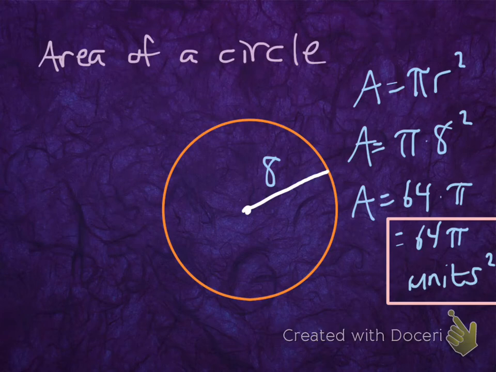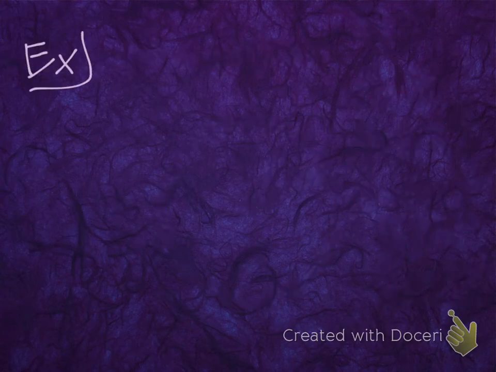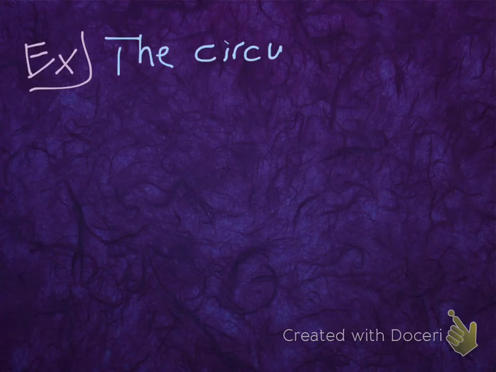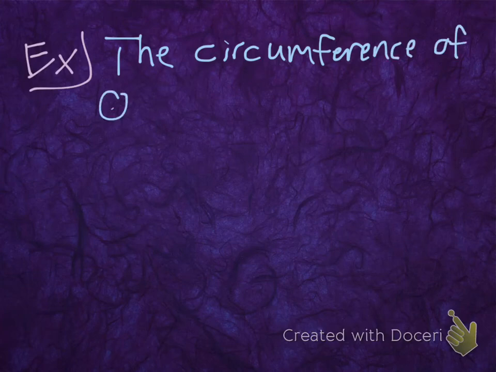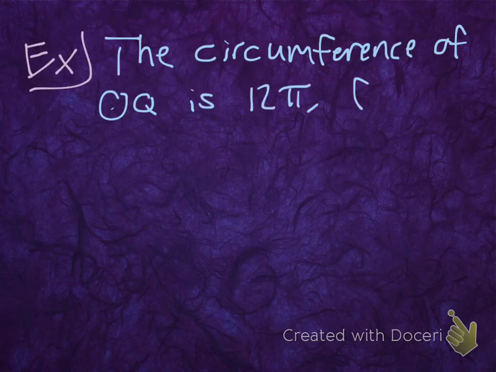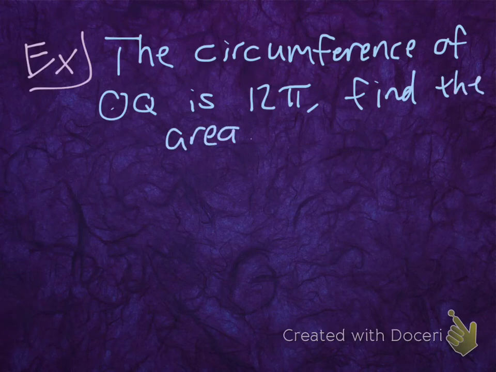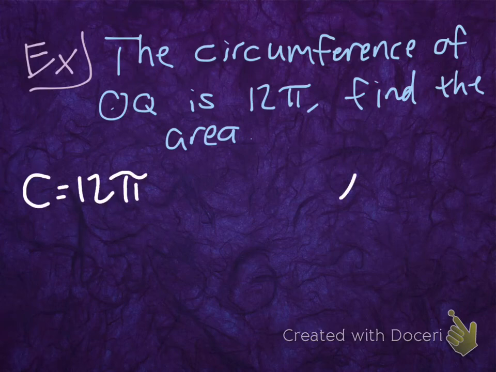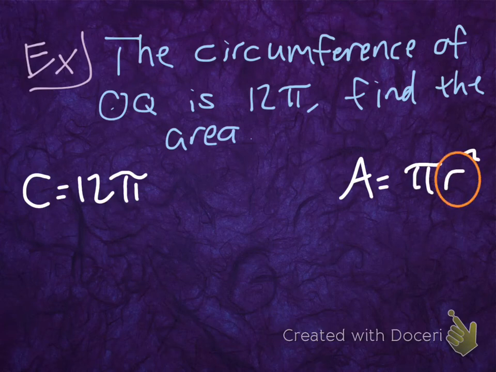Okay, so that's a brief example. I could ask you the same question I asked you before. If the circumference of circle Q is 12 pi, I can ask you to find the area of that circle. So I'm given the circumference, C equals 12 pi. I want to find the area, which is pi r squared. So the only thing I need to know is the radius.